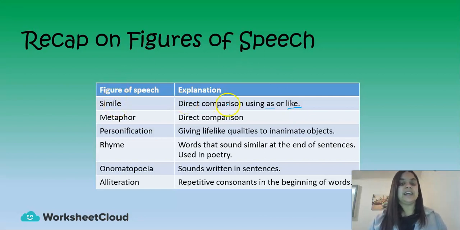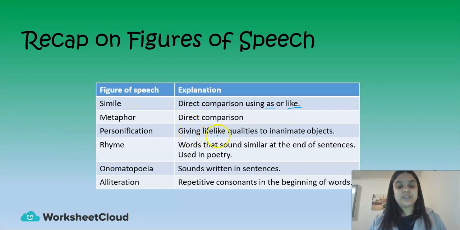So a simile, direct comparison, would be an example of, he is as tall as a giraffe. Okay, I'm using the word as, so therefore, it is a simile. But if I had to say he is a giraffe without using the word as, it would then be a metaphor. So I'm comparing the boy to a giraffe. That's a direct comparison between the two. Okay? But if I say he is as tall as a giraffe, it is a simile. If I say he is a giraffe, it is a metaphor.